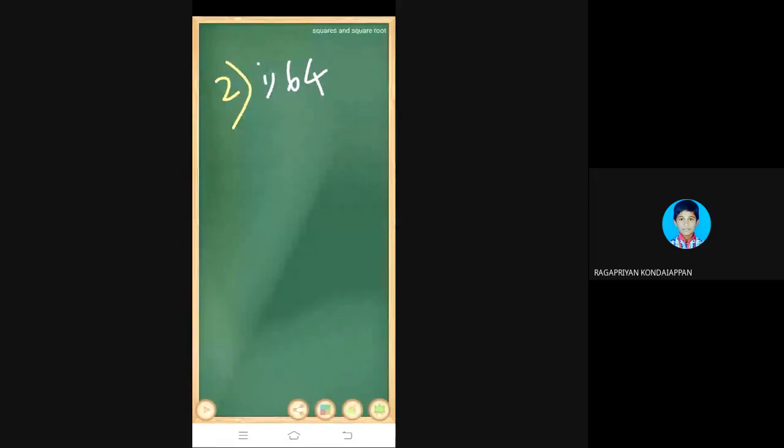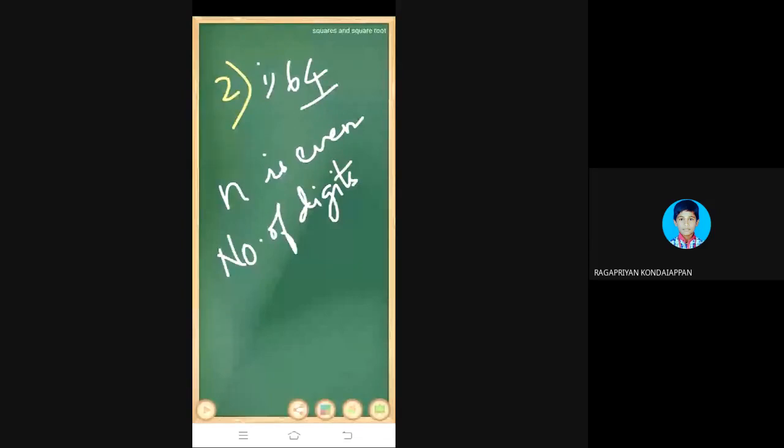So if the given number of digits n is even, then the number of digits in the square root will be n by 2. If n is even, the formula is n by 2. What is n? Number of digits. Here, how many digits? 2 digits. 64 is a 2-digit number. So n is 2. 2 divided by 2 is 1. So number of digits is 1. After finding the square root, your answer will be a single-digit number.